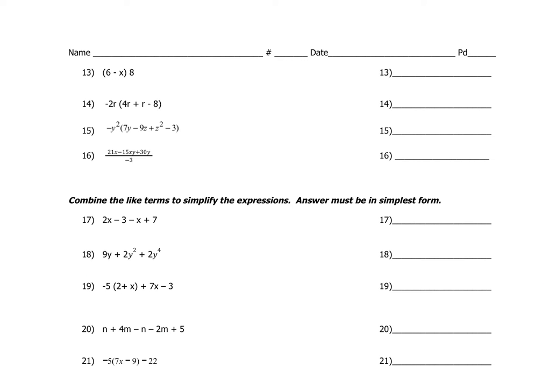On to the next page. We have an 8 to distribute. We can go ahead and move that out front just so it looks more normal. And we would do 8 times 6 minus 8 times x, which would give us 48 minus 8x. And then if we want to rewrite it with the variable term out front, it would look like this.